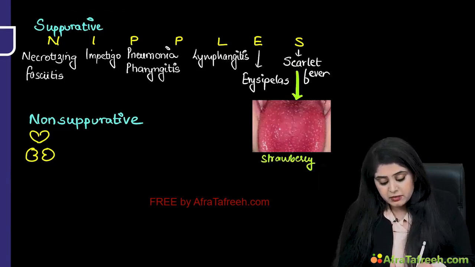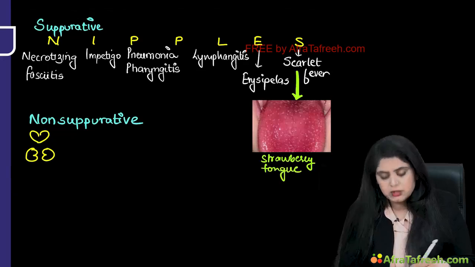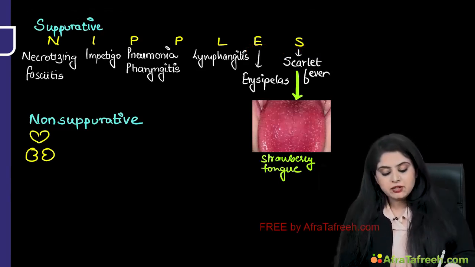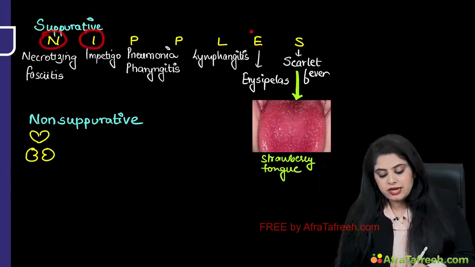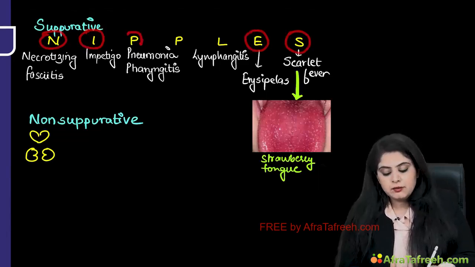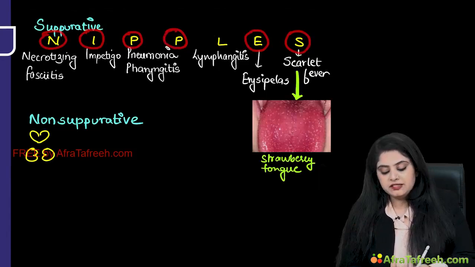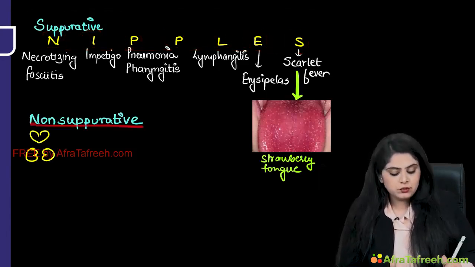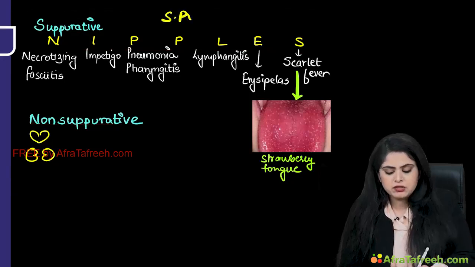Guys, I'm not writing it, but I'm sure you know which is the disease in pathology which shows you the strawberry tongue. It is the Kawasaki vasculitis. That also shows you strawberry tongue. So yes, necrotizing fasciitis, impetigo, erysipelas, and scarlet fever. These are all skin-related etiologies. Pneumonia, pharyngitis are the two P's, and L for lymphangitis. So that covers the suppurative lesions, and the non-suppurative lesions for Streptococcus pyogenes are so simple.